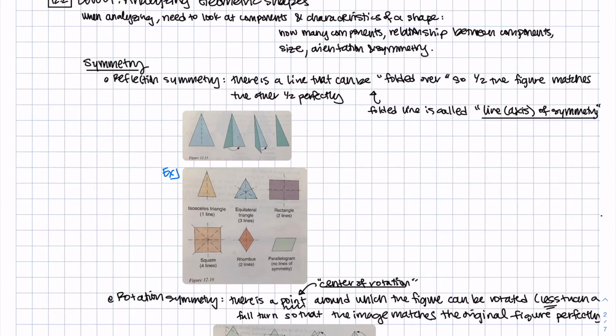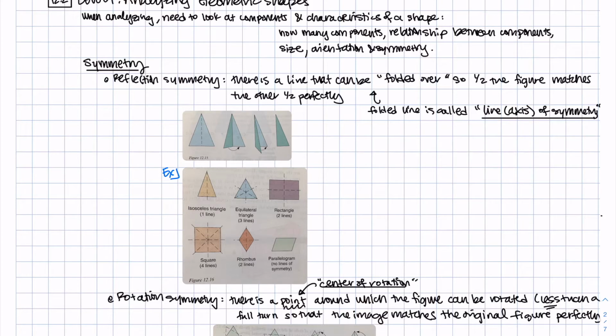So how many components does it have? Like how many sides? What's the relationship between these components? So say, are the lengths all the same? Their relative size, orientation, and their symmetry. So these are all factors that are going to now come in at level one that may have not appeared for students at level 0.